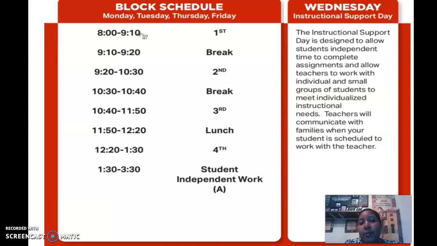Here is our schedule. Mondays, Tuesdays, and Thursdays, we will be on this schedule. Starting tomorrow on Fridays, we will be on our literacy block schedule, and fourth period will start 10 minutes later. The first 20 minutes of third period will be for literacy. Wednesday is an instructional support day, so students will have the opportunity to work on their assignments and get extra support on that day.